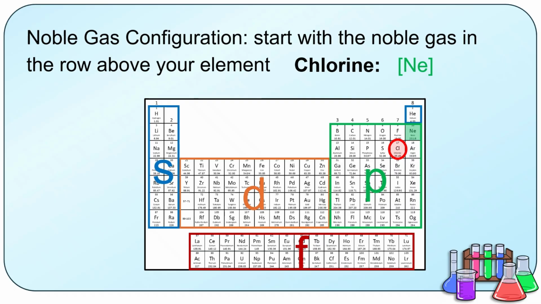I'll follow the order on the periodic table to row 3 s block and write 3s2. Then I keep going until I get to chlorine, so that's 3p5. This is the shorthand notation for chlorine.